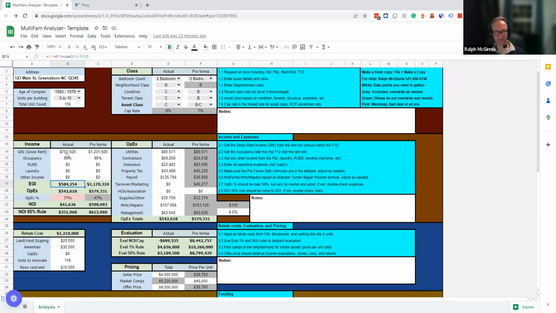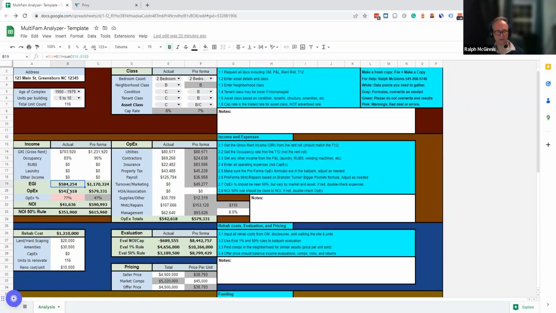So it subtracts out vacancies and adds in other incomes to give you your effective, in other words, your real income. Gross rental income is not your real income. It does not include vacancies. It doesn't take that into account. It doesn't take into account other incomes that your property might have, auxiliary incomes. So this is your real income, EGI.